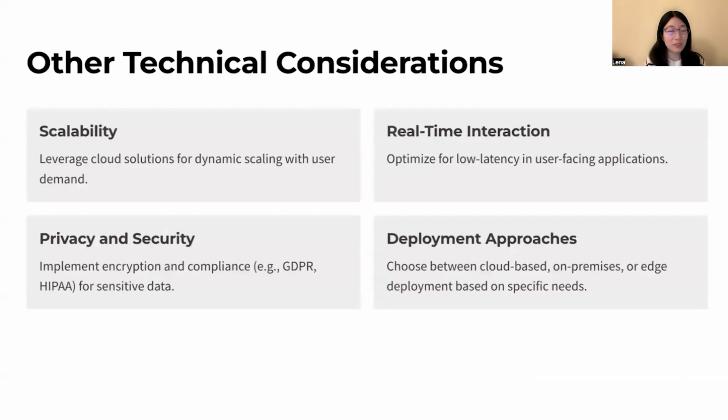Besides model selection and customization, there are other technical considerations as PMs we need to understand. There's scalability, real-time interaction, the privacy and security concerns we just talked about, and deployment approaches. All of those are different aspects we need to take into account when making technical decisions. So it's important for PMs to keep this in mind while working with the engineering team.